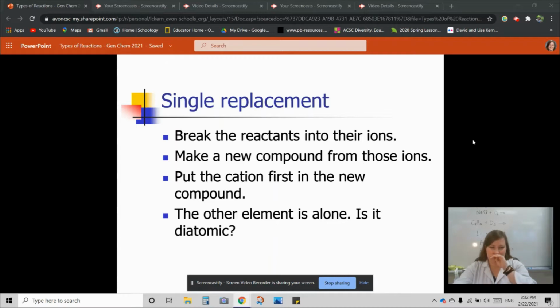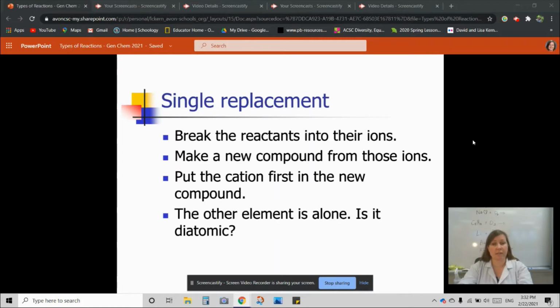So anyway, single replacement, like I said, is tricky. You should probably write down these steps. In a single replacement reaction, first thing you want to do is break the reactants down into their ions, and then you're going to make a new compound from those ions. You're always going to write the cation first in your new compound, and then the anion that it bonds with. And the other element's going to be kicked out by itself. It's going to be alone.